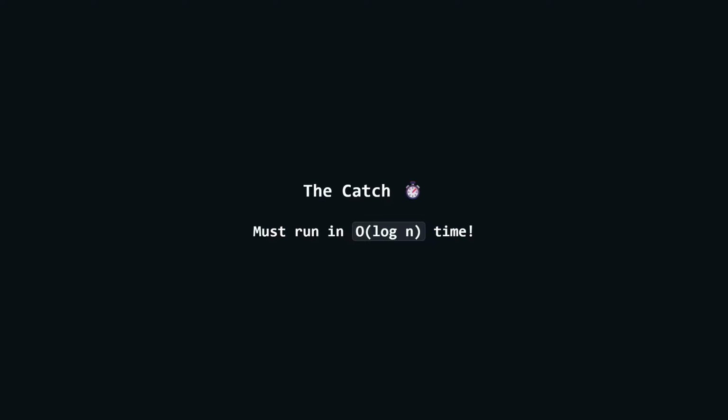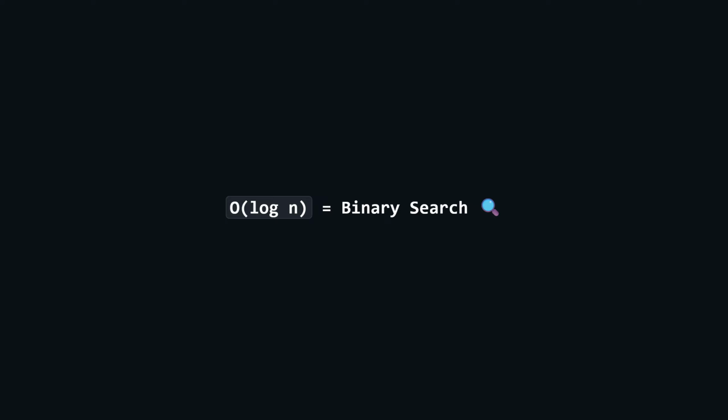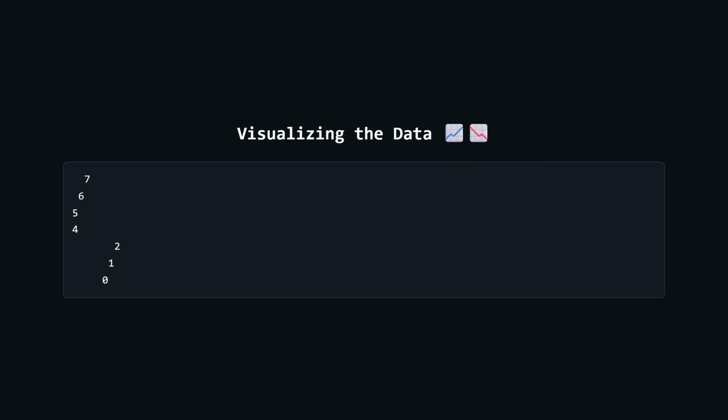But here is the catch. We have a strict performance limit. The constraints say our solution must run in big O of log n time. Whenever you see a sorted or mostly sorted array alongside a log n time limit, you should immediately think of using binary search.